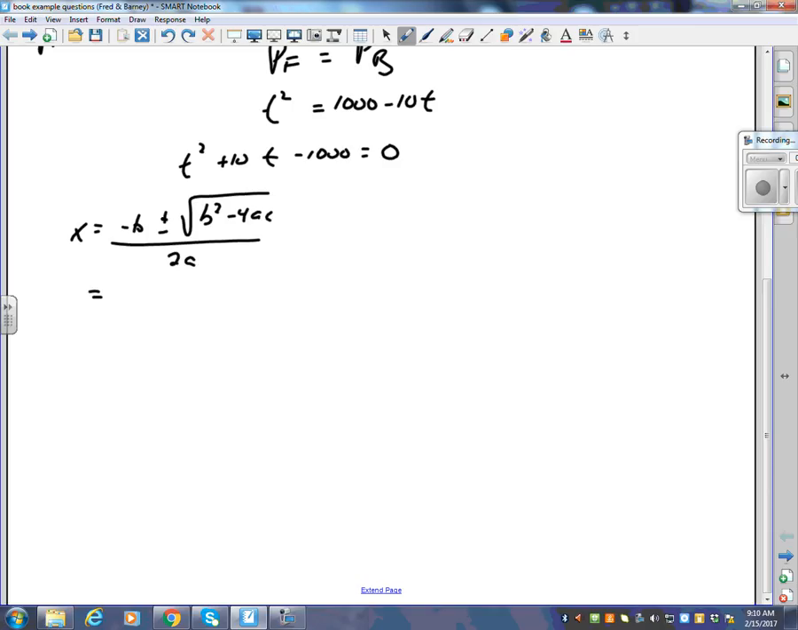Minus b plus or minus the square root of b squared minus 4ac, all over 2a. The value of b is 10, so this is going to be minus 10, plus or minus the square root. b squared is going to be 10 squared, minus 4 times the a value, which is 1, and the c value, which is negative 1,000. And it's all over 2a, which is 2 times 1.